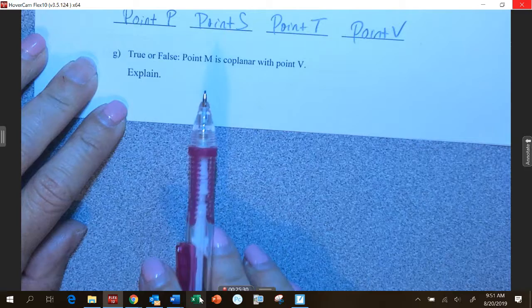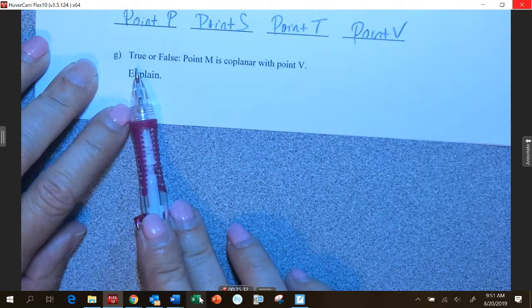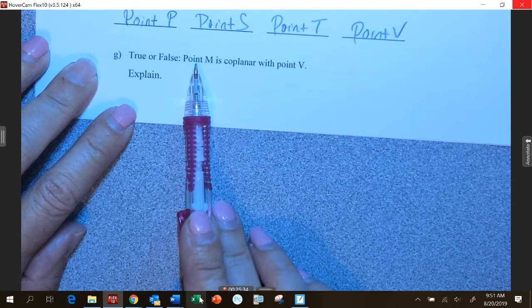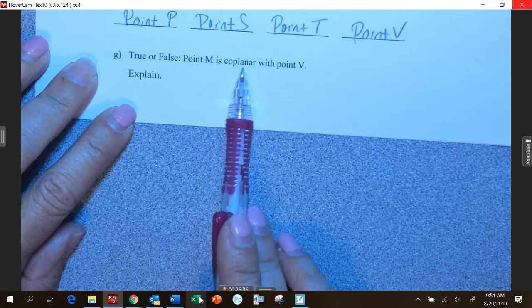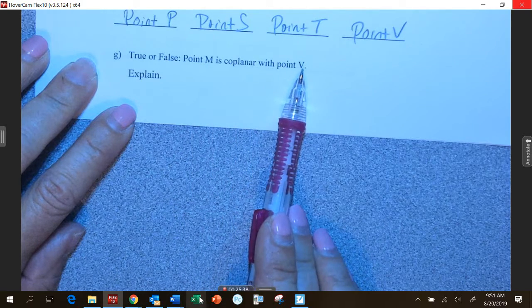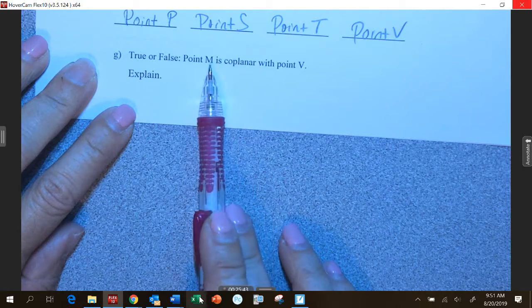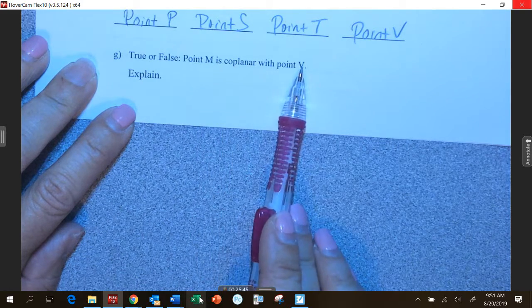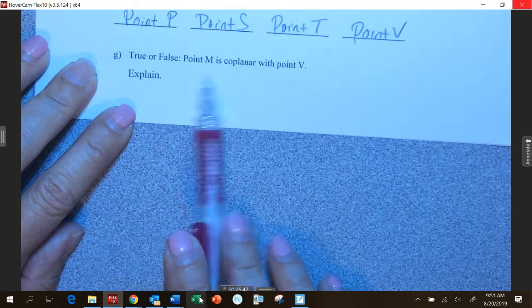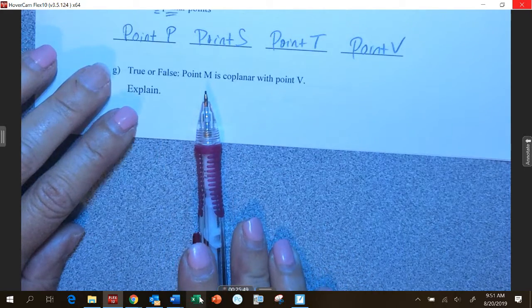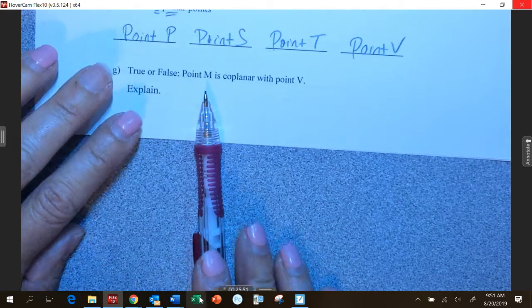Last question. Do not yell out the answer. I want you to try it on your own. True or false? Point M is coplanar with point V. Coplanar. Point M is on the same plane with point V. True or false? And explain. I'm going to give you a second to try on your own. Don't yell out the answer, unless I call it.